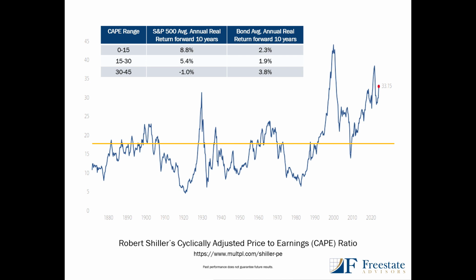Well, we did some analysis on the CAPE and Shiller's forward-looking data and his real returns for the S&P 500 over a forward-looking 10 years. As we looked at these ranges, with CAPE valuations relatively low, so under 15, for the next 10 years, the S&P averaged almost a 9% inflation-adjusted return. Pretty good. In the middle range, between 15 and 30, the S&P averaged about 5.5% a year over the next 10 years. And in the rarefied air, where CAPE valuations are above 30, the forward returns haven't been so good.